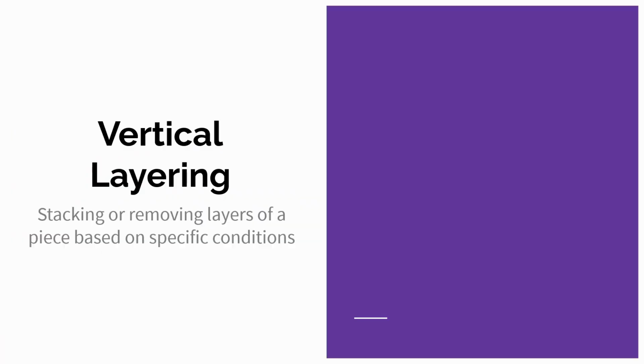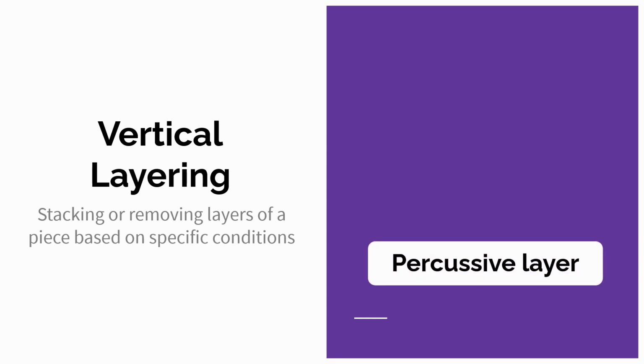So the first is vertical layering. Vertical layering is exactly what it sounds like. It's stacking or removing layers of a piece based on specific conditions. So let's do a hypothetical example here. Let's say we're playing a first-person shooter. In the exploration phase of the game, the player is just exploring a new map. You might just have a basic percussive layer. Then all of a sudden, off in the distance, let's say you cross a certain threshold, a trigger set up in-game, and then you see some enemies.